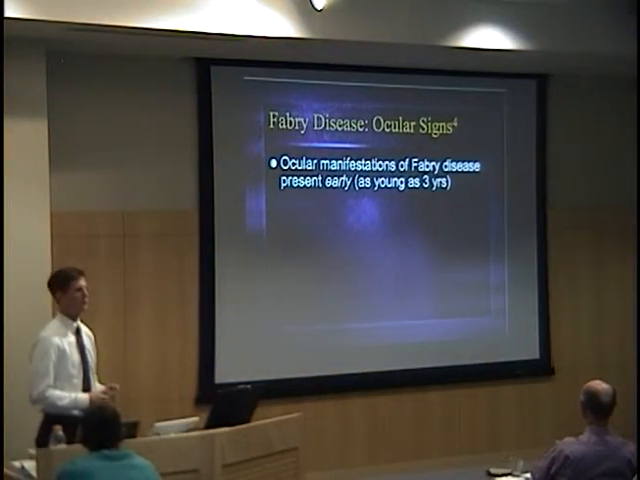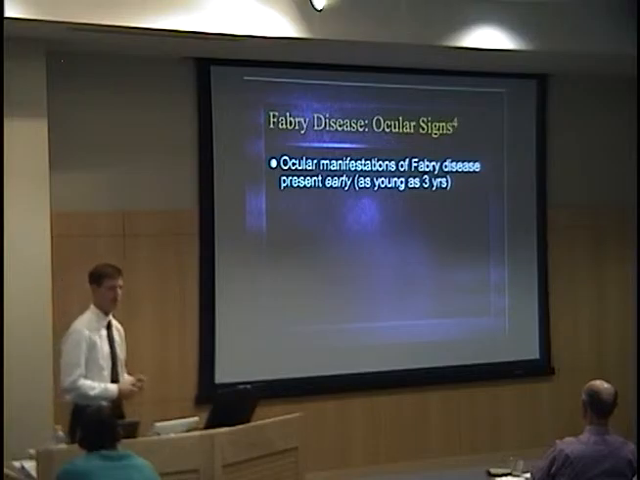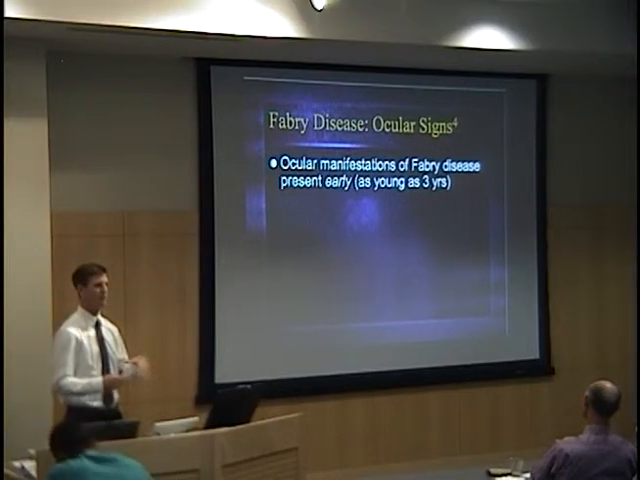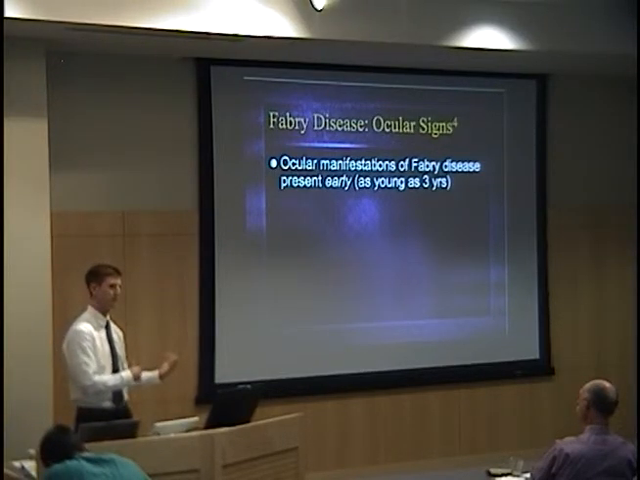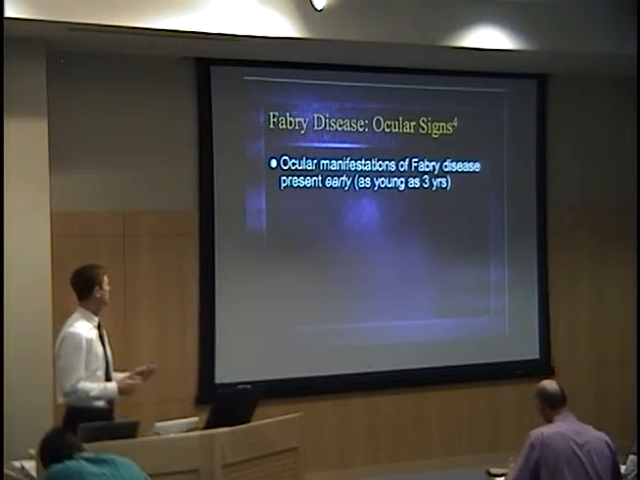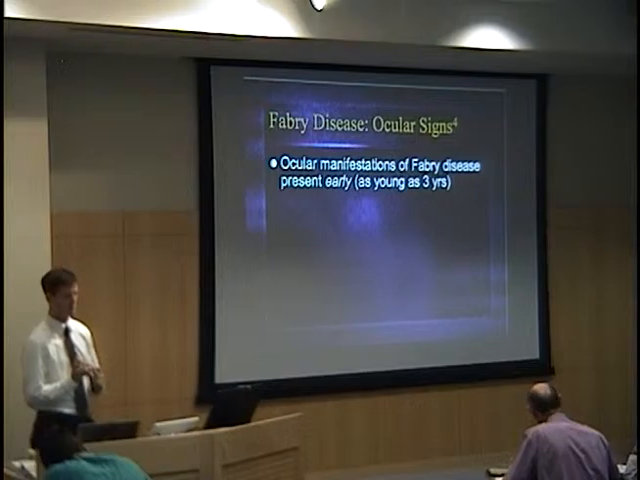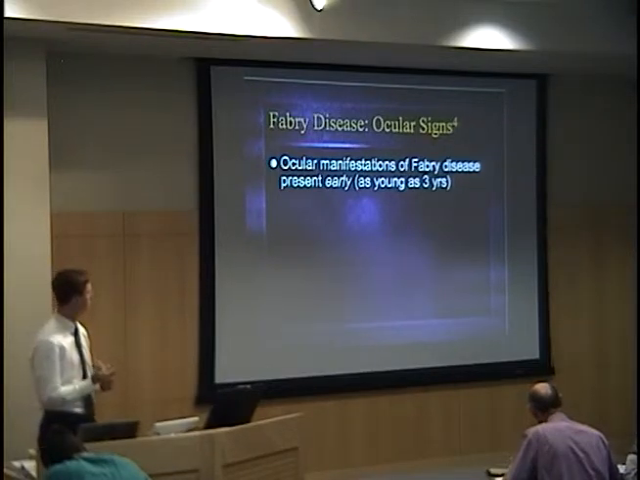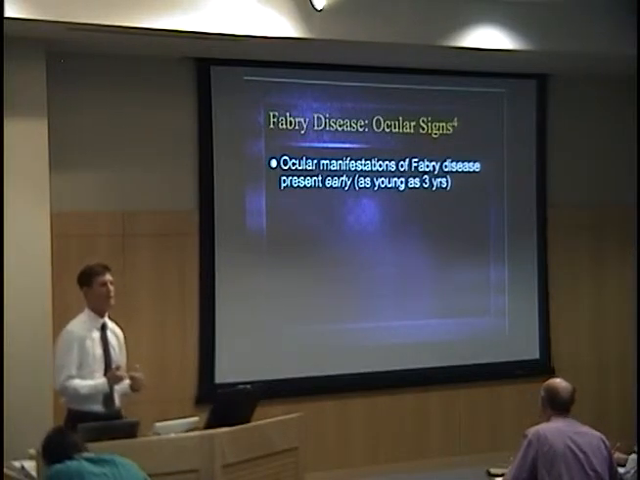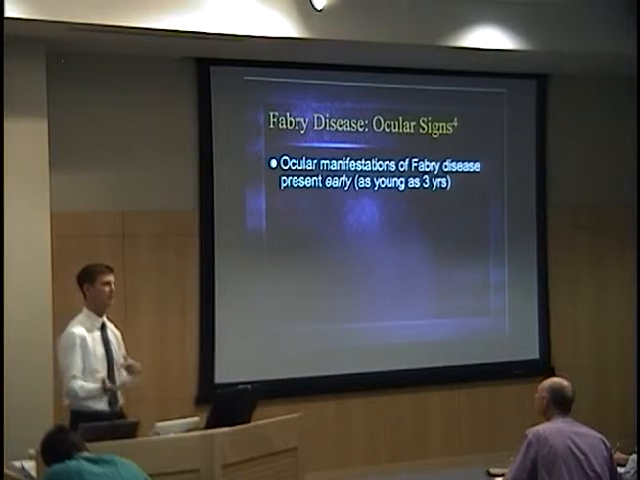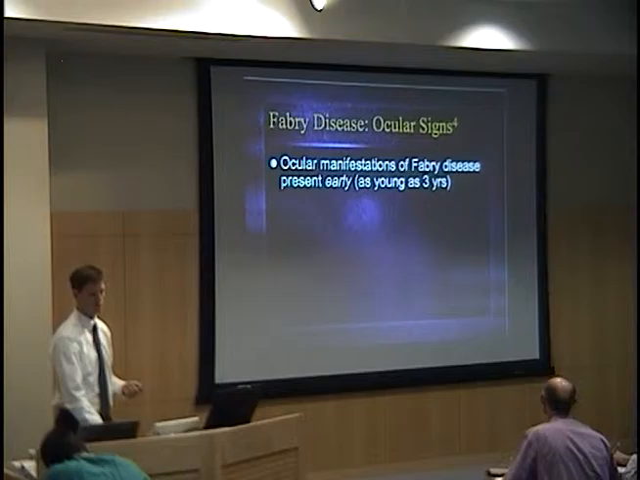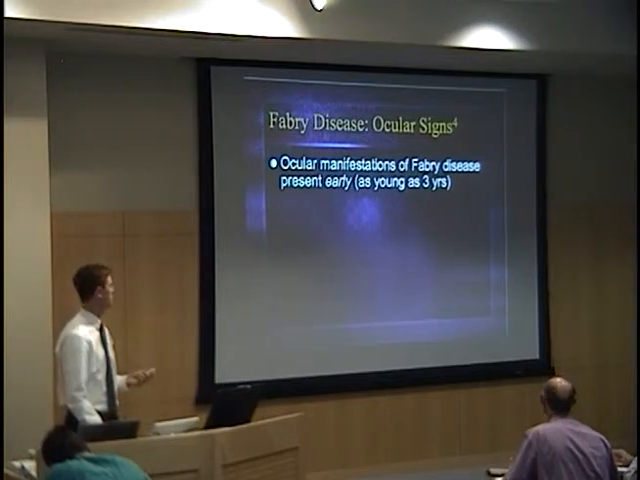So most importantly for ophthalmologists is that the ocular presentation is much earlier than the rest of the problem. So if a doctor were to pick up the corneal signs especially, which can present as young as 3 years old, you could get the patient started, intervene, and prevent potentially many of the problems that will show up later in life.